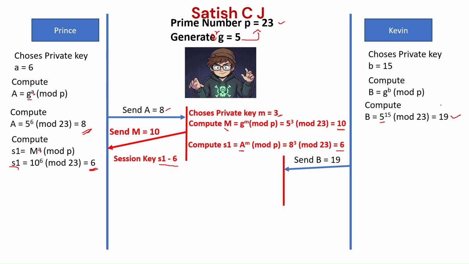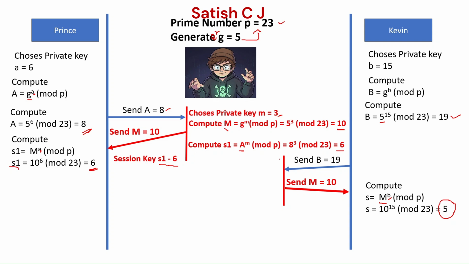So now Kevin should send this value 19 to Prince, so he transmits the packet, but the man in the middle intercepts the packet, and what he does is he transfers the calculated value of m to Kevin. So now Kevin receives the value of m, believing that he has received it from Prince, and he computes the shared secret key: the value he has received, 10, power b. b is the secret key that he has taken, 15, mod 23. He arrives at the shared secret key of value 5.